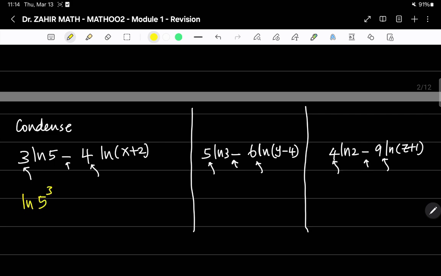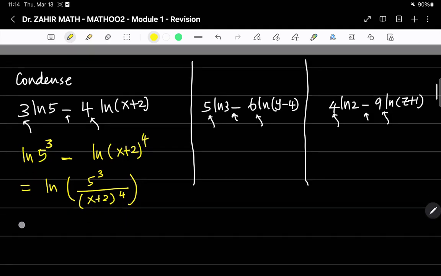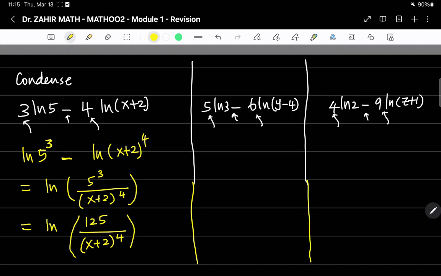So I'm going to write this as ln 5 to the power of 3 minus ln x plus 2 to the power of 4. So this is equal to ln, this is minus, so 5 cube divided by x plus 2 to the power of 4. Go to the calculator and put 5 to the power of 3, which is 125, divided by x plus 2 the whole power 4. Clear, all of you? Right, let's go to the next question.